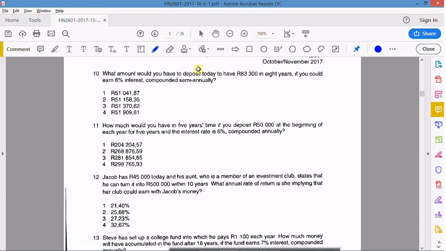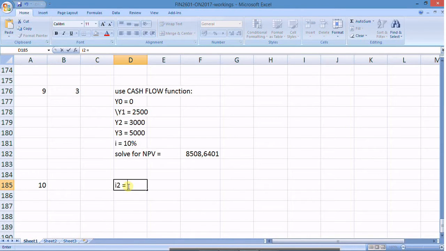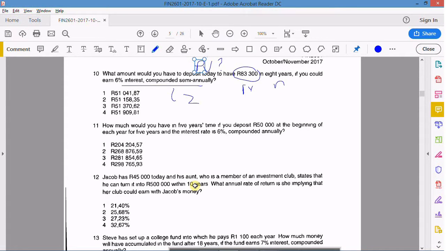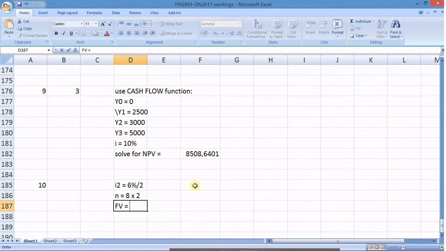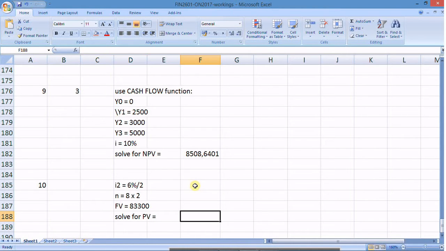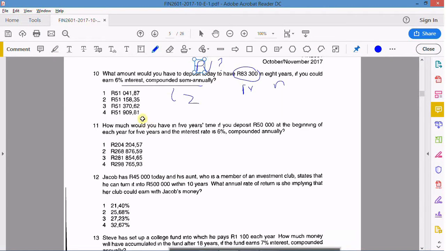What amount would you have to deposit today? That means PV. To have 83,300 in 8 years, that's FV. 8 years, N, with interest compounded semi-annually, I2. I2 equals 6% divided by 2. N here is 8 years times 2. Future value is 83,300. Solve for PV. So PV equals, the rate is 6% divided by 2, your N is 16, your future value 83,300, close brackets, answer 51,909. It's option 4. Yay!